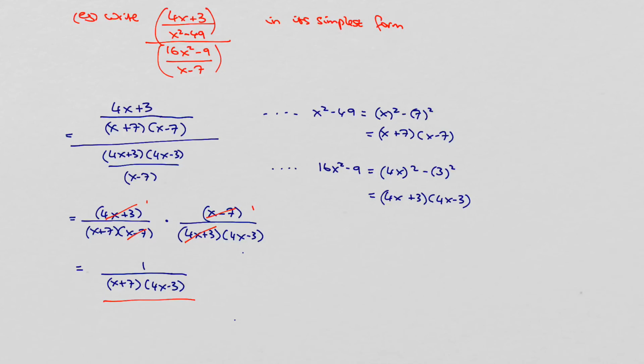So when dividing fractions, we take the denominator, turn it upside down and multiply. And of course then if we can factorize at any point, make sure we do that, so that we can get it into its simplest form.